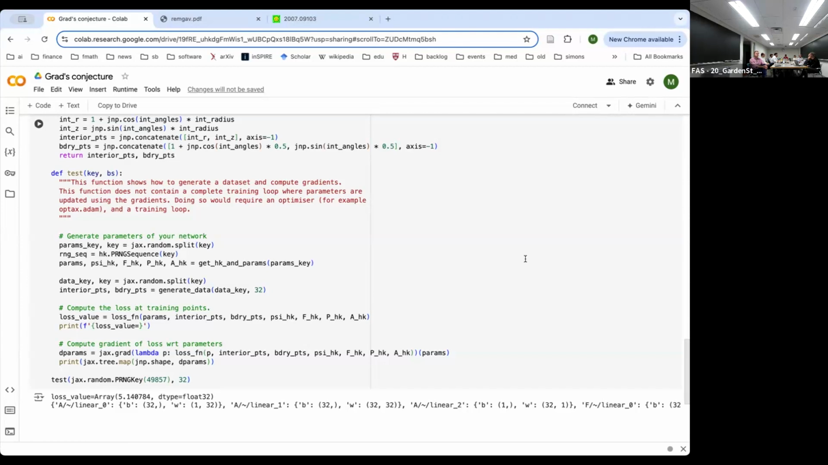Are they known to be positive or something? Because then you could just put an exponent around it and learn e to the f. Most likely, because the problem is elliptic, there has to be some underlying maximum principle. If the function is known to be positive because it's an elliptic PDE, you could, instead of learning f, learn e to the f, which is not 0. Yeah, that's a good idea.